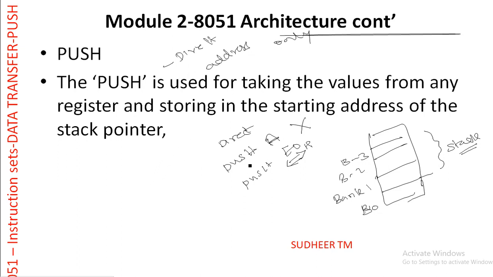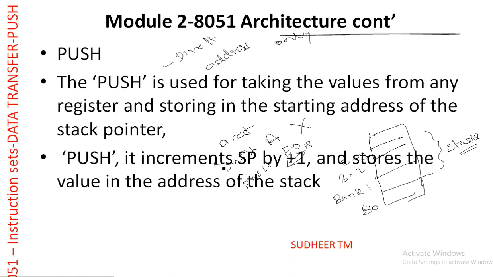Students will use this instruction push A. This creates an error. Push A is an invalid instruction. If you want to implement this, you must use push E0. E0 is the address. I'm not sure about E0, but I think it is E0. Or you need to go through the special function register set when we discussed the registers in the 8051 microcontroller. So push E0. Understood? Push increments SP by 1 and stores the value in the address of the stack.